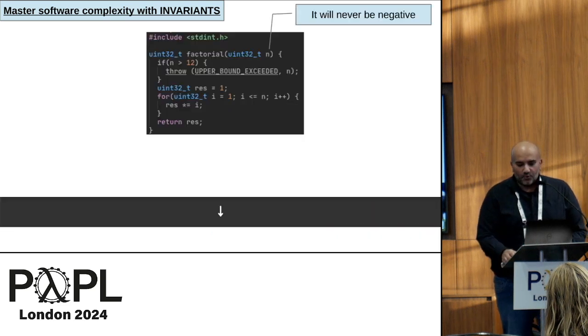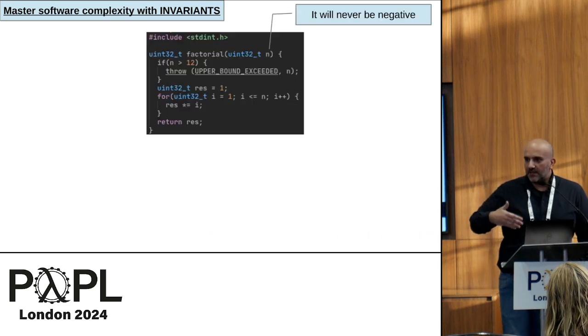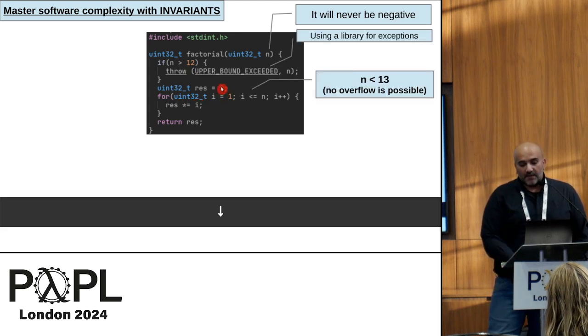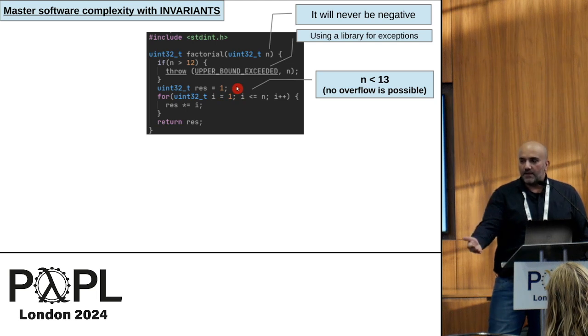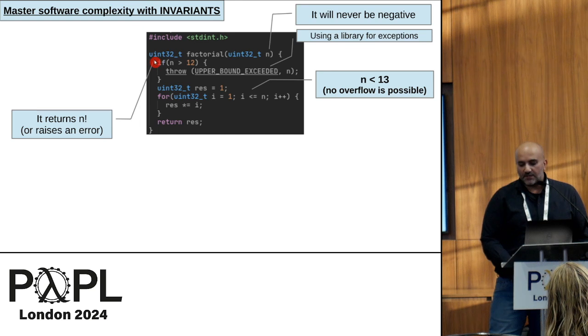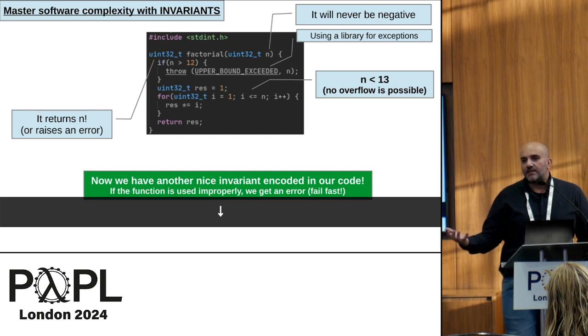You should do better than this, right? So in a clean code approach, since this variable crosses the trusting boundary of this function, you have to check. Maybe you check inside, and if you don't meet the condition for avoiding an overflow here, you raise an exception. Okay, now this means that here I have an invariant. n is smaller than 13, no overflow is possible, all these operations are safe. And now I can conclude, yeah, it's going to return the factorial of n, or it's going to raise an error. And that's another nice invariant we have in our code.